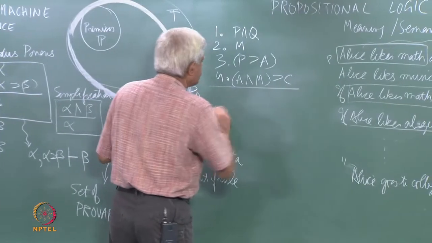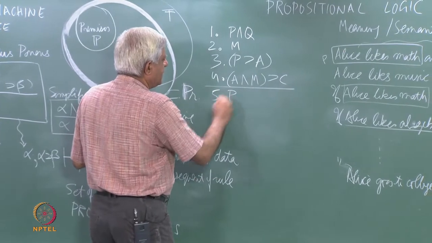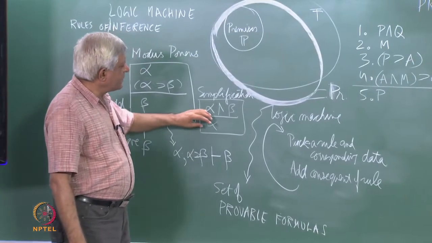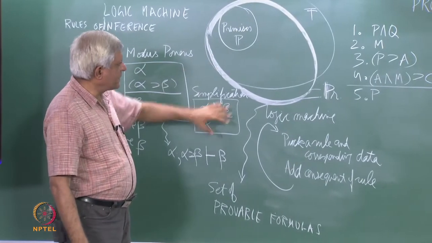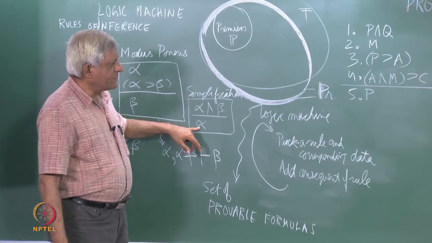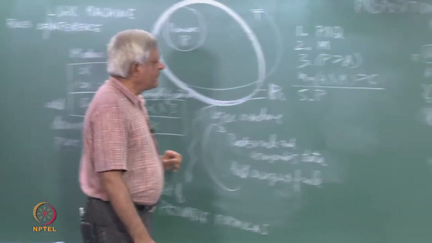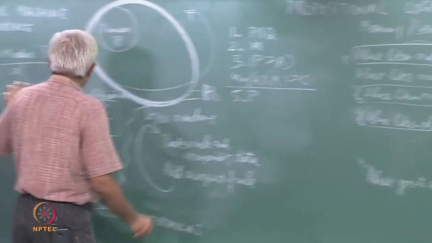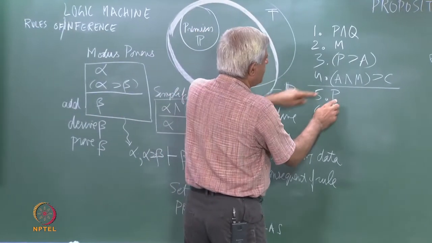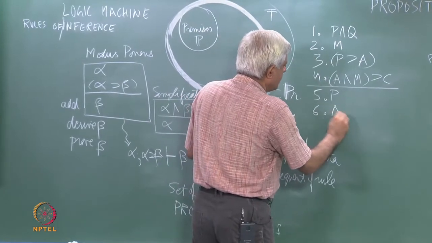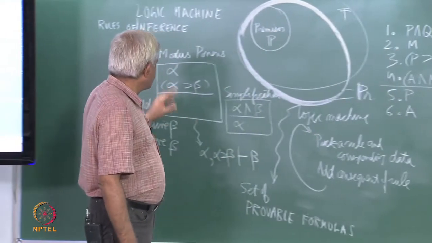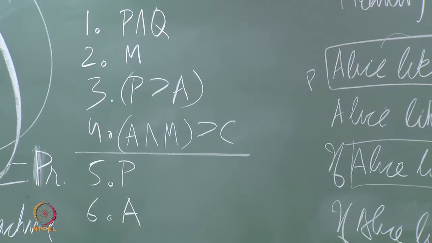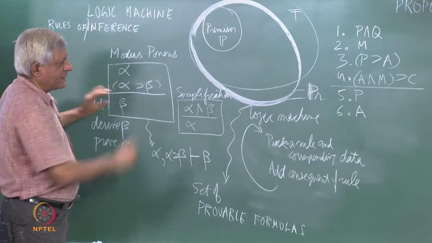This is given to us. We can add P here. Why? Because there is a rule called simplification, which says if you have alpha and beta, and alpha matches P and beta matches Q, then I can produce P by simplification. There is another rule. I can now use modus ponens, because I have P and I have P implies A, so I can add A. Remember, modus ponens says if you have alpha, where alpha is P, and alpha implies beta, which is P implies A, then beta becomes A and I can add A.